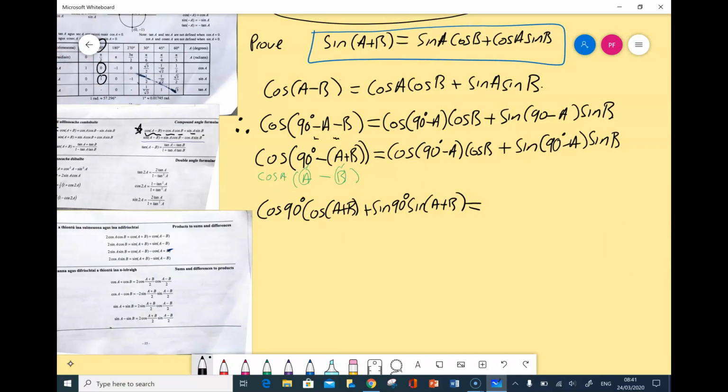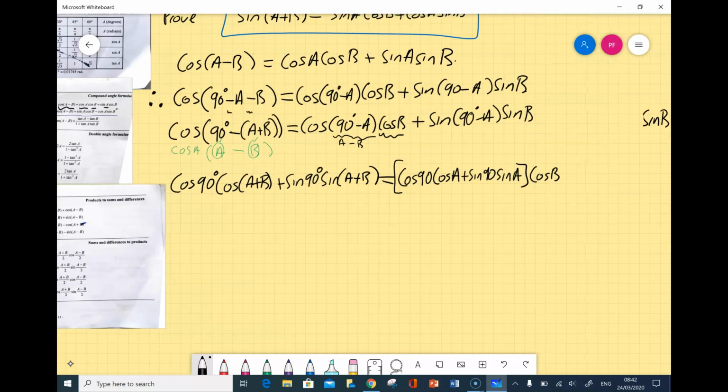The right side, my cos of 90 minus A, is again like an A minus B, except A is 90 and B is A. So I'm going to apply the cos formula again here. So that is going to be cos of 90 cos A plus sine 90 sine A, and all that is being multiplied by cos B here.